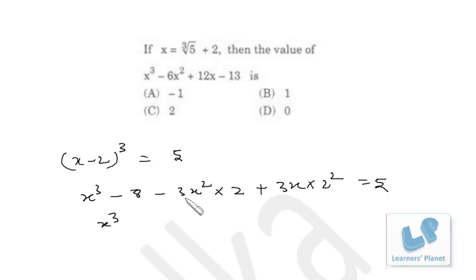So x cube, this is 3 2s are 6x square, then this is 4 3s are 12x, this is minus 8, and when this 5 comes this side, it will be minus 13 is equal to 0. Now we got this expression, x cube minus 6x square plus 12x minus 13, and what is the value that we are getting? It's 0, right? So if you start putting the value of x over here in this expression, you will never be able to solve, or you'll never be able to get the value of this expression, right? So just follow this pattern, okay?